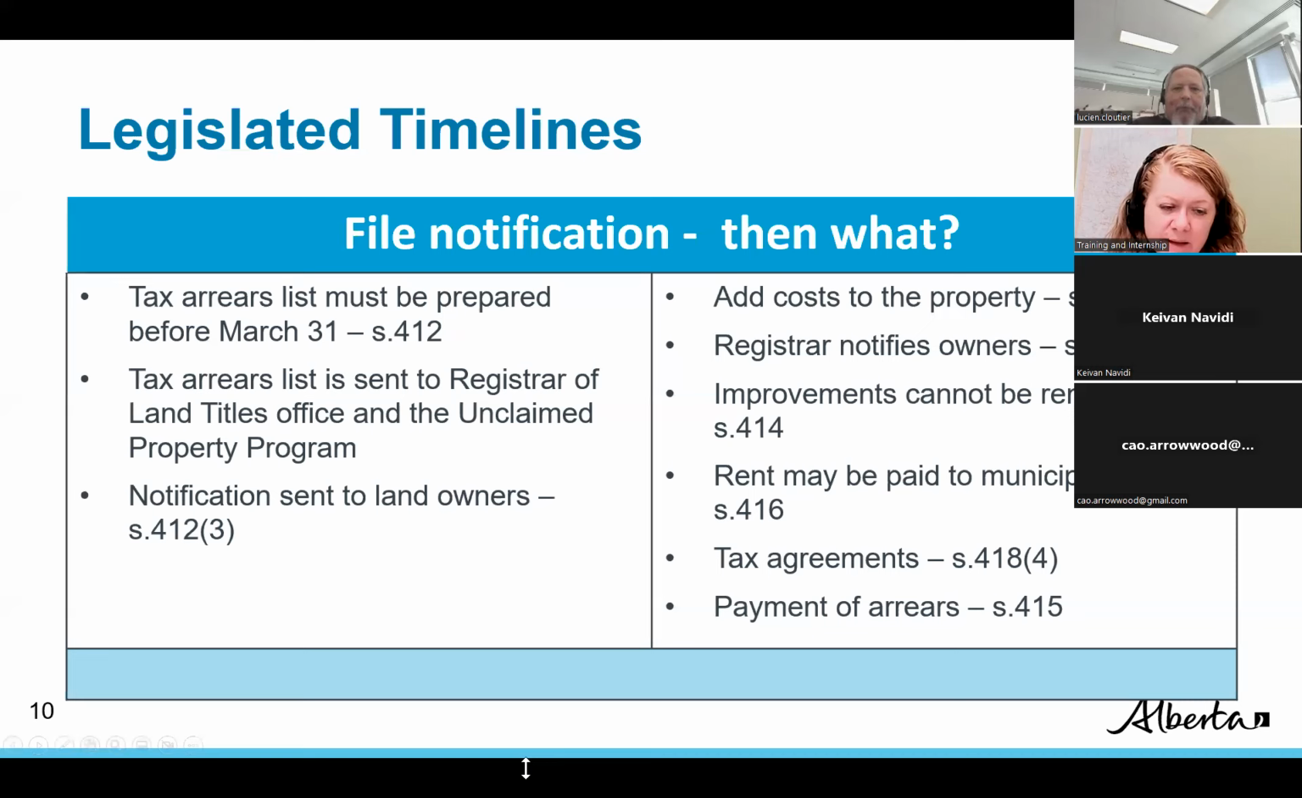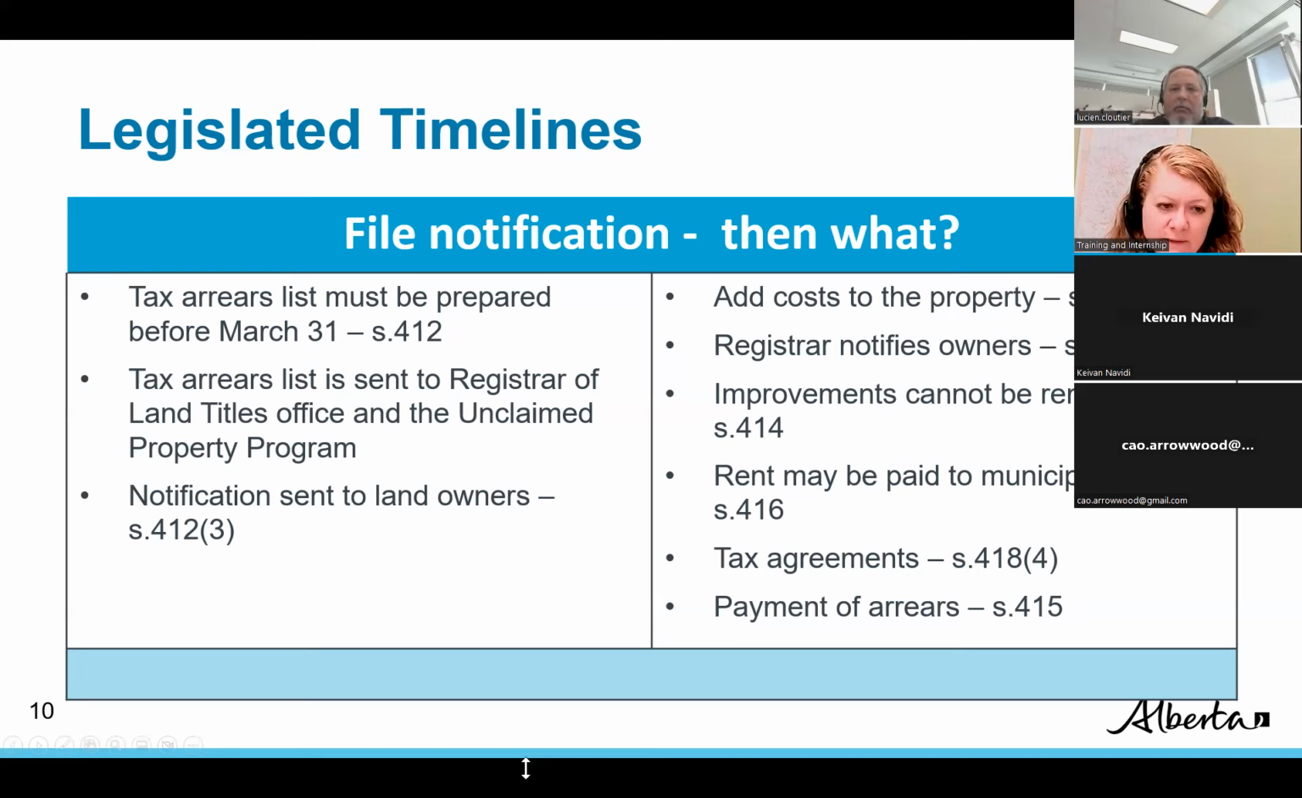So the municipality here is required to notify the persons who are liable to pay the taxes that the list has been prepared and sent to the registrar. This letter should be sent at the same time that the arrears list is submitted to Land Titles.